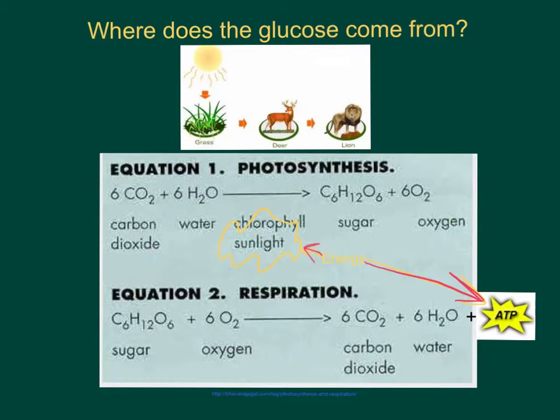The natural question, of course, is where does the glucose come from? The easiest answer is that it's already in our food. So we get the glucose when we eat food. But where did the glucose originate?